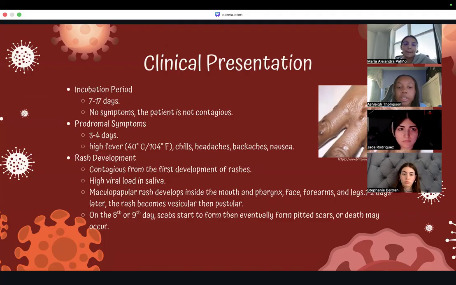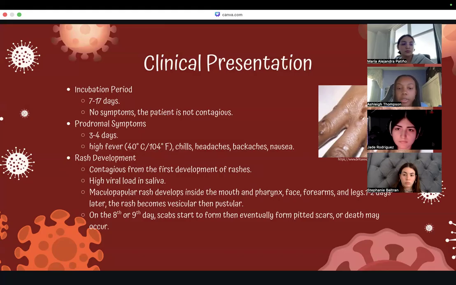So, this means that in the beginning stages, a person could have been infected with smallpox and have no idea until they start experiencing those initial symptoms. After that initial period, they will experience prodromal symptoms, which are early signs and indicators of a disease. This usually lasts 3 to 4 days, where the patient will experience a lot of discomfort, including a high fever of about 40 degrees Celsius or 104 degrees Fahrenheit. They will also deal with body chills, headaches, backaches, and even nausea or vomiting.